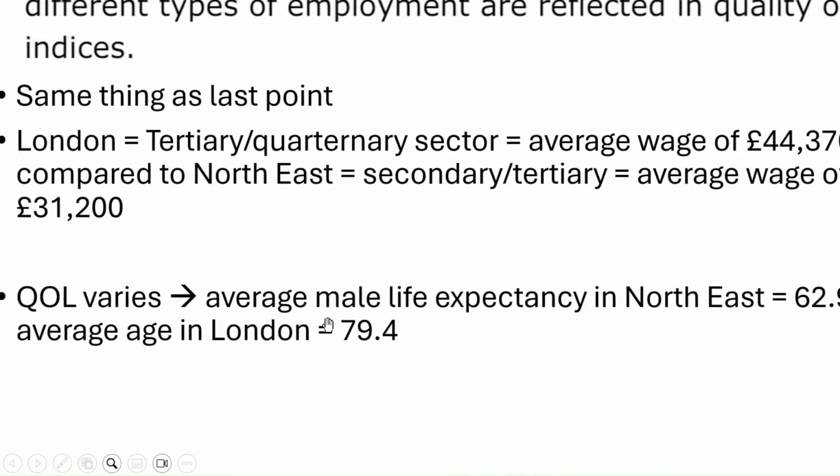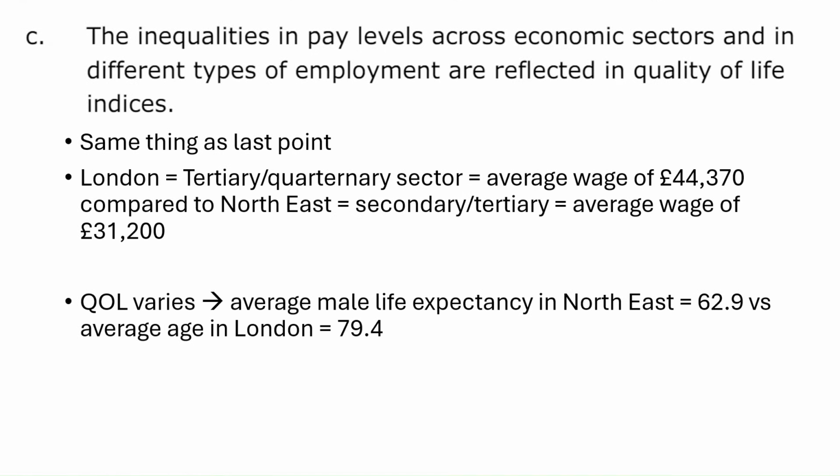So just to bring it back to the idea of a north-south divide, if you'd like. Quality of life varies, and the average male life expectancy in the northeast is 62.9 versus London, which is 79.4. So you can pause it and use these case studies if you want. But again, very simple.